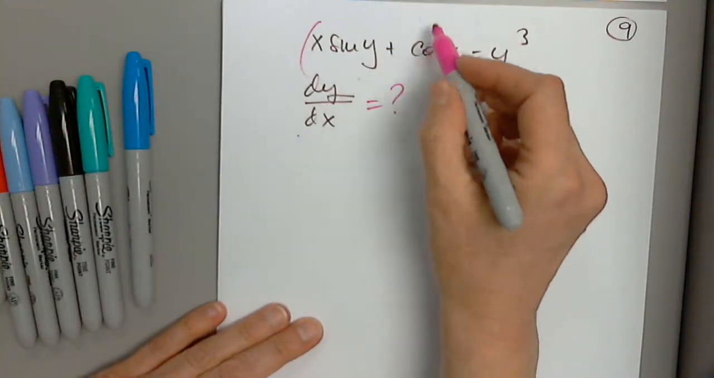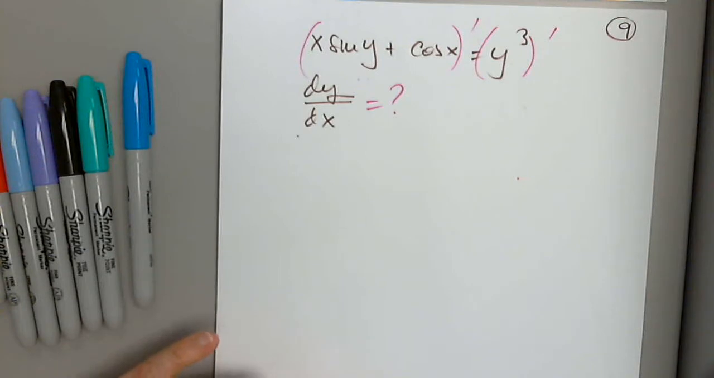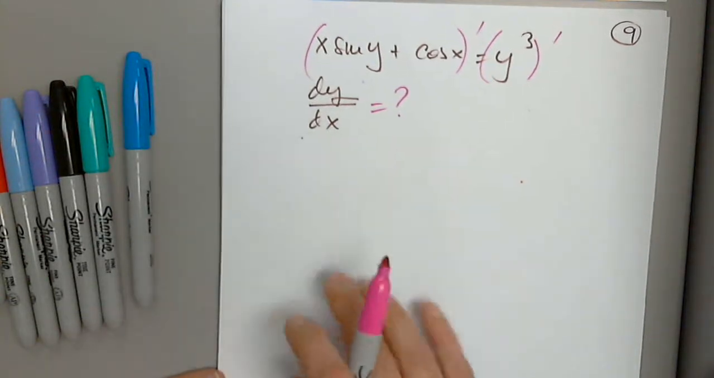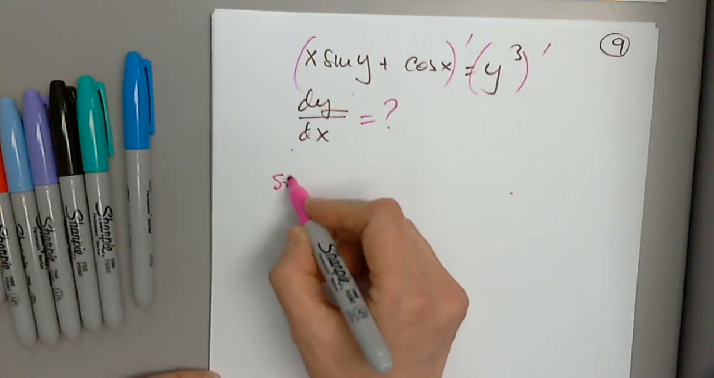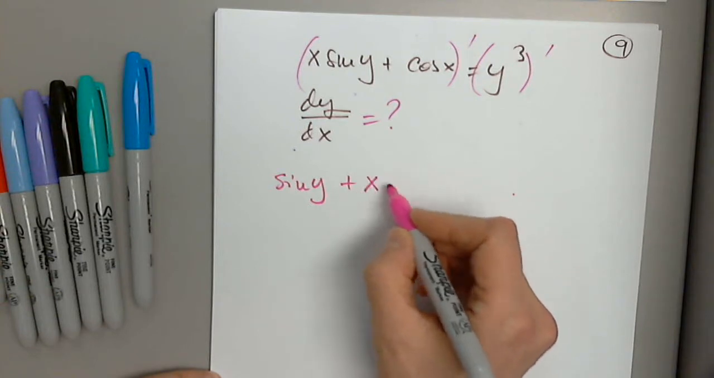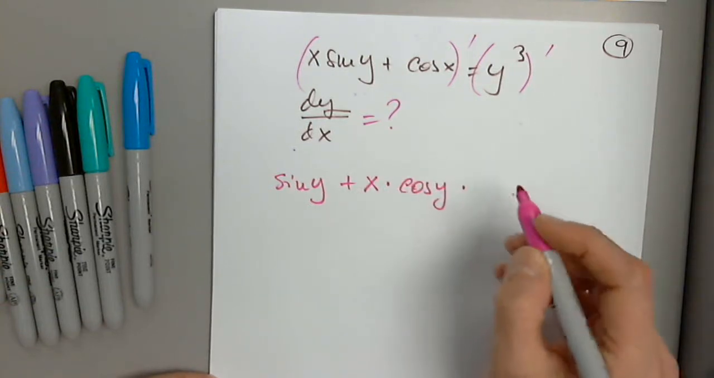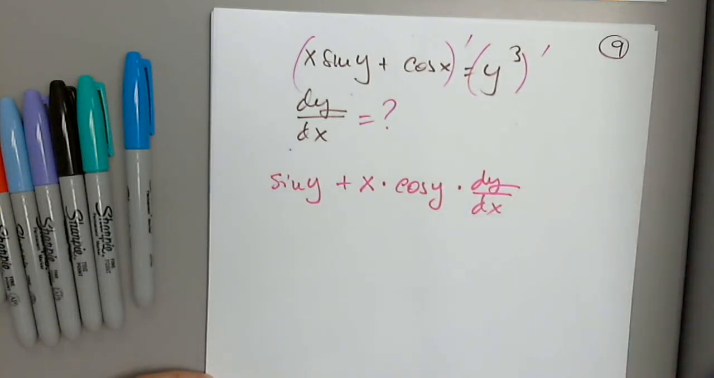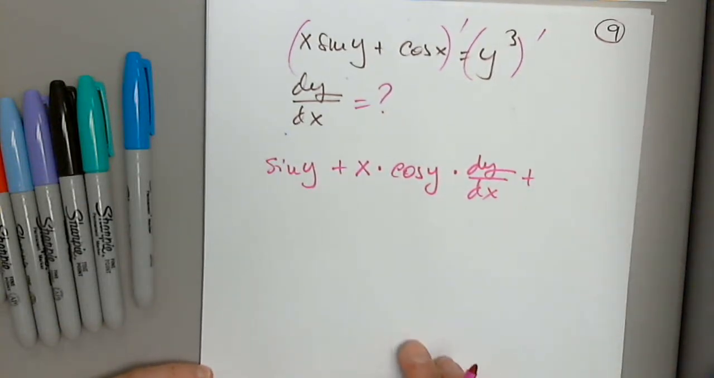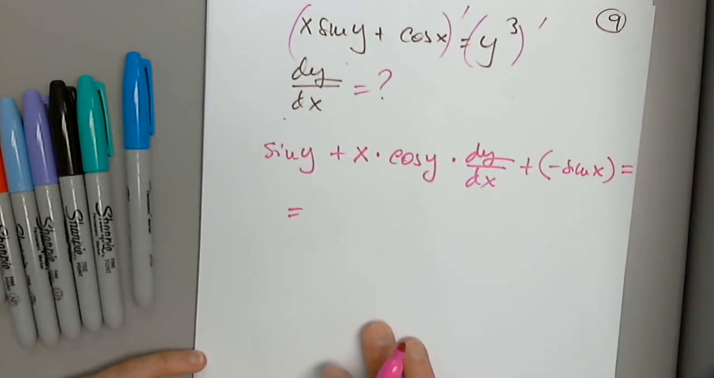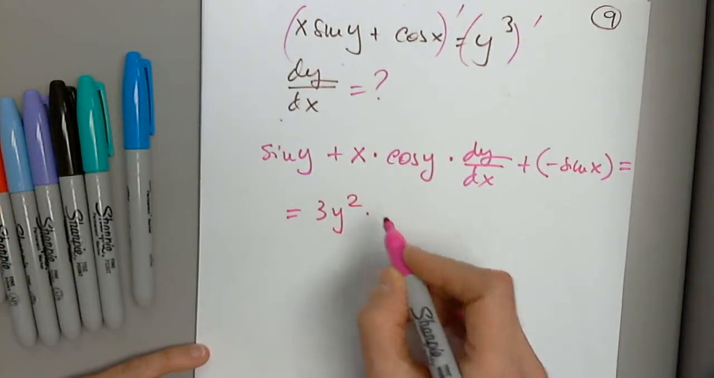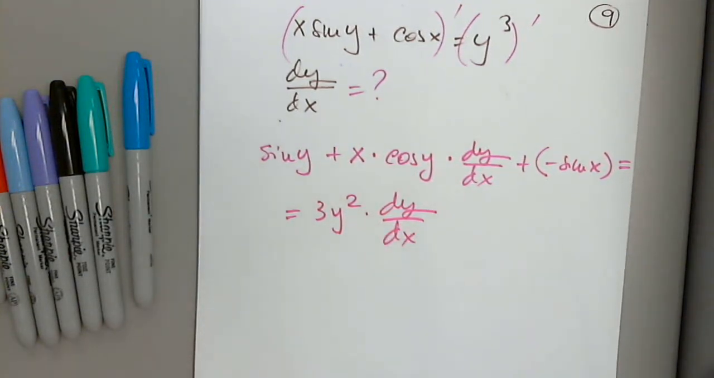then we will differentiate the left-hand side, and we will differentiate the right-hand side. The left-hand side: sine y plus x times cosine y times dy over dx, plus, yes, negative sine x, equals 3y squared times dy over dx. Do you all agree with this? Awesome. Yes, Braden, go ahead.